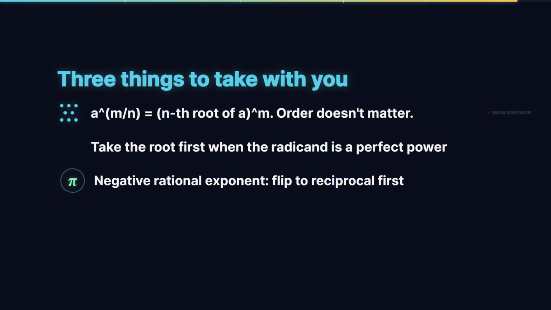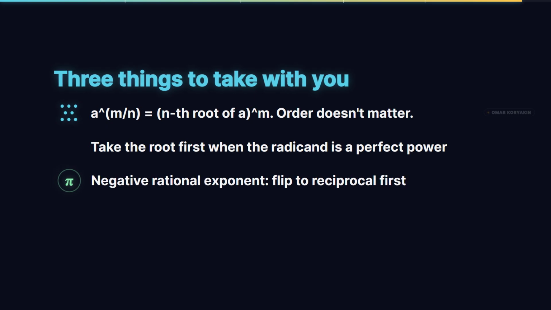Negative rational exponent, take the reciprocal first, then evaluate the positive rational exponent the usual way. The minus sign on the exponent always means a flip, never confuse it with a sign on the base.